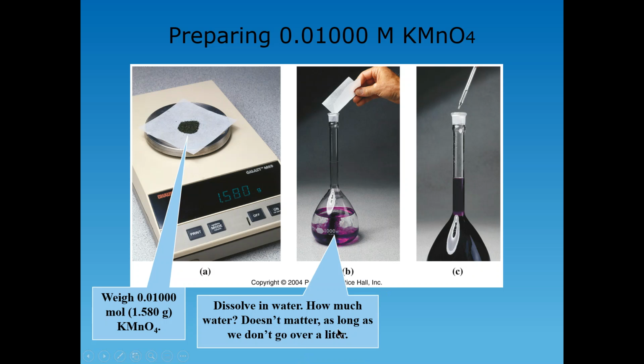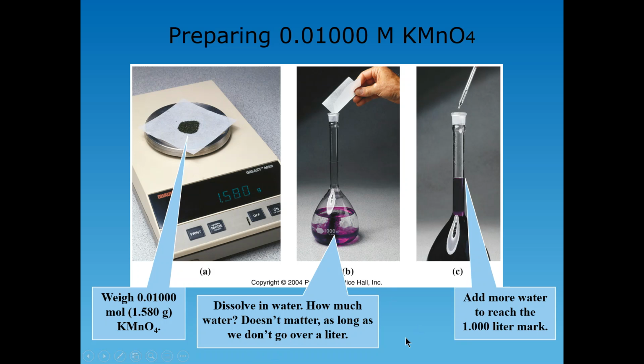So as stated here, we dissolve in water. As we said before, we don't add water all the way up to the top initially. We just add enough water so that we can effectively dissolve the potassium permanganate, and then we add more water until the meniscus gets up to the 1 liter mark. And then in practice, what we do is stopper it after that and shake it up again, and we would have successfully made the solution of this molarity. All right, so that's basically how this is done.